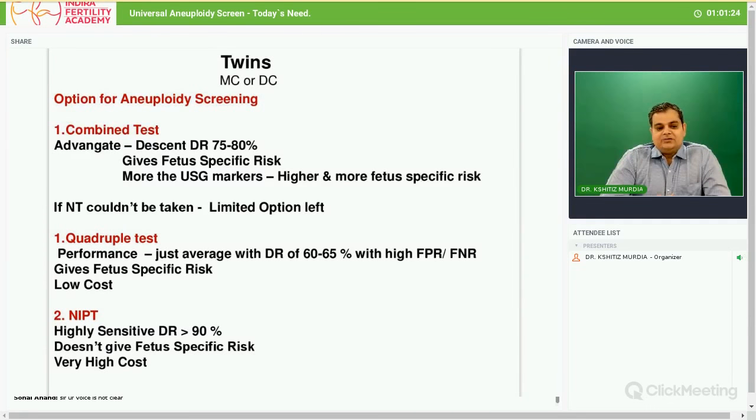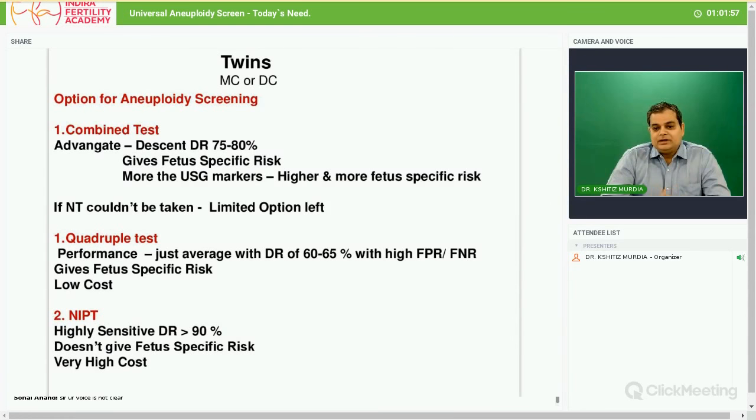The quadruple test, if you do it at 16 weeks, has very average performance. It has a detection rate of around 60 to 65% with a very high false positive rate and false negative rate. But it gives you fetus specific risks, and it's low cost. So if you have not done the combined test for twins, the next option left is the quadruple test, and the third one is NIPT, which is highly sensitive because it has a detection rate of more than 90% for twins, but it doesn't give you fetus specific risks.